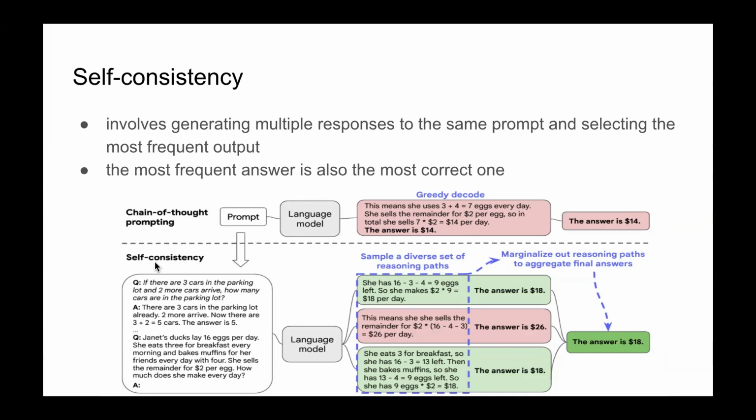So with self-consistency, you let the language model go through a diverse set of reasoning paths. Here is one reasoning path, and the answer to this question about how many duck eggs is 18. Here is another reasoning path, and the answer the model arrived at is 26. And finally, here is another reasoning path, and the answer is again 18. So after counting all of the different answers, you say, okay, 18 is the majority answer, so 18 is the answer that we are going to go with.